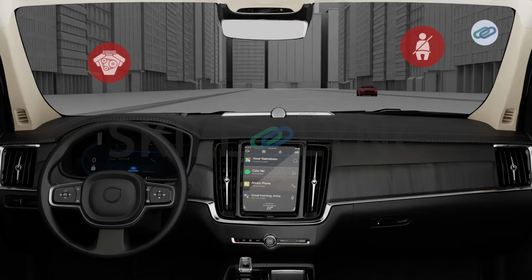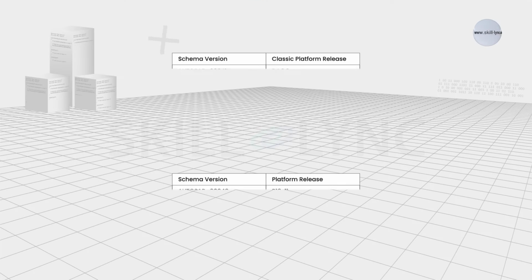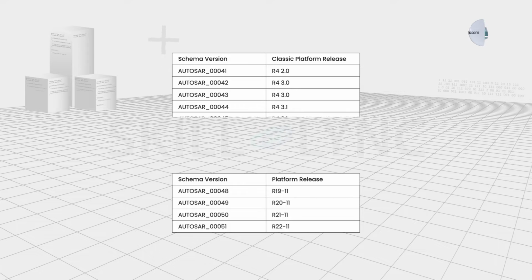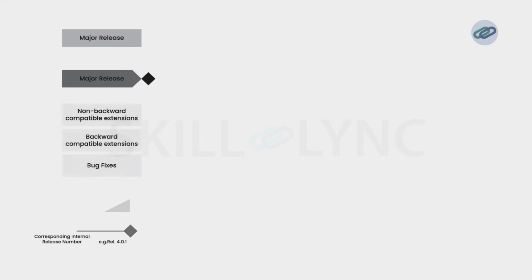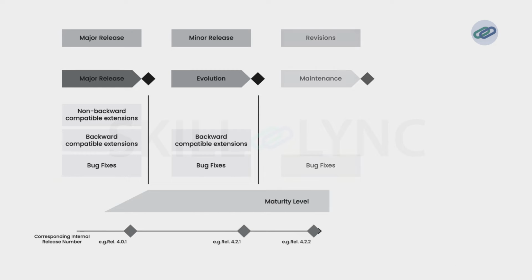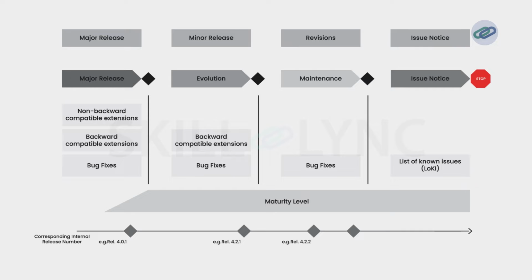Classic AutoSAR was developed to address the evolving demands and complexities of automotive software systems. Over the years, there have been multiple releases of Classic AutoSAR, starting from AutoSAR Classic Release 2.0 to the most recent one, which is AutoSAR Classic Release R2211. These versions are developed to address evolving industry needs, introduce new features, and improve the overall architecture. They generally include minor updates and revisions to address issues and add enhancements.